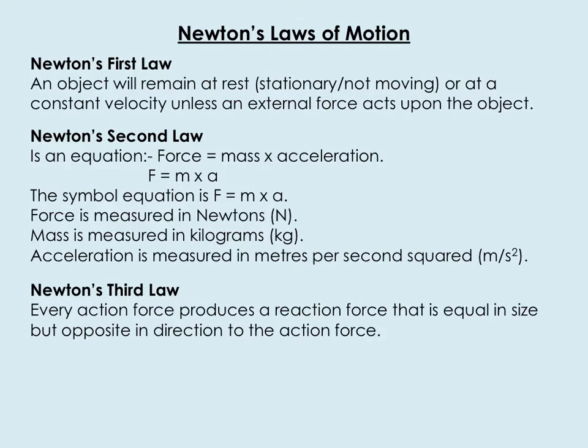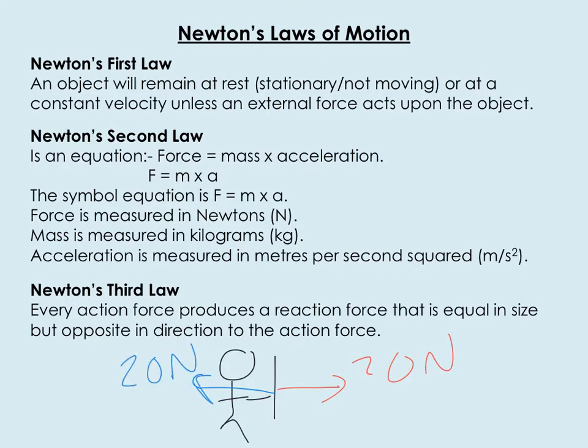Newton's third law states that every action force produces a reaction force that is equal in size but opposite in direction to the action force that created it. So take the example I've drawn at the bottom there. If a person pushes onto a wall with a force of 20 newtons, that being the action force, then the wall must push back on the person with the same size force but in the opposite direction. So the force will have a magnitude of 20 newtons but it will be acting in the opposite direction.